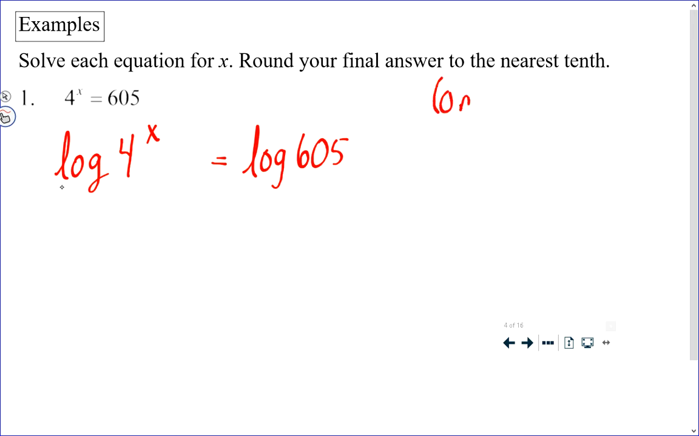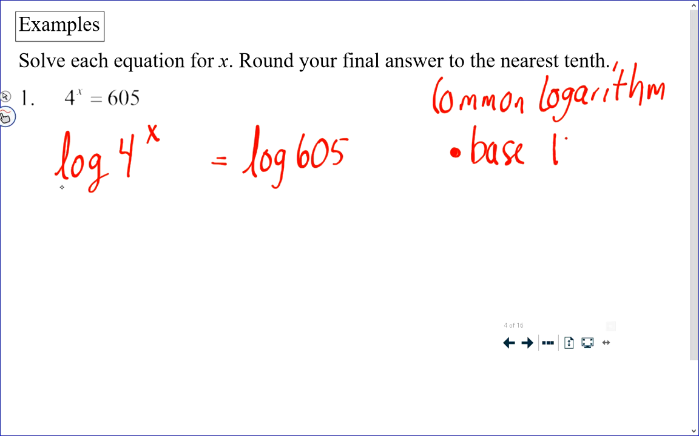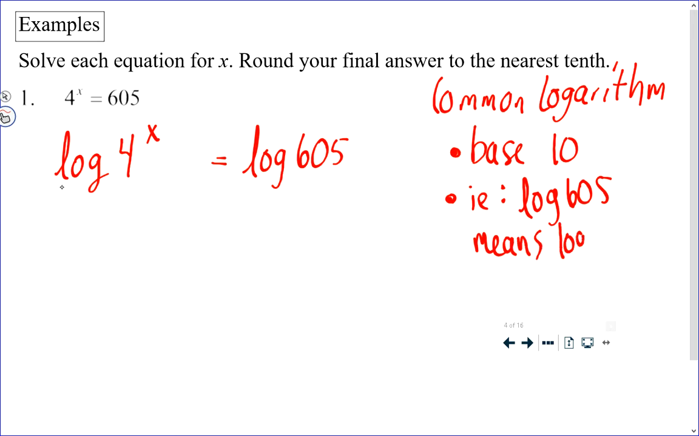Remember that the phrase common logarithm means base 10. So for example, log of 605 means log base 10 of 605. And we're choosing base 10 logarithms here, everybody, because we have a base 10 logarithm button on our calculator.